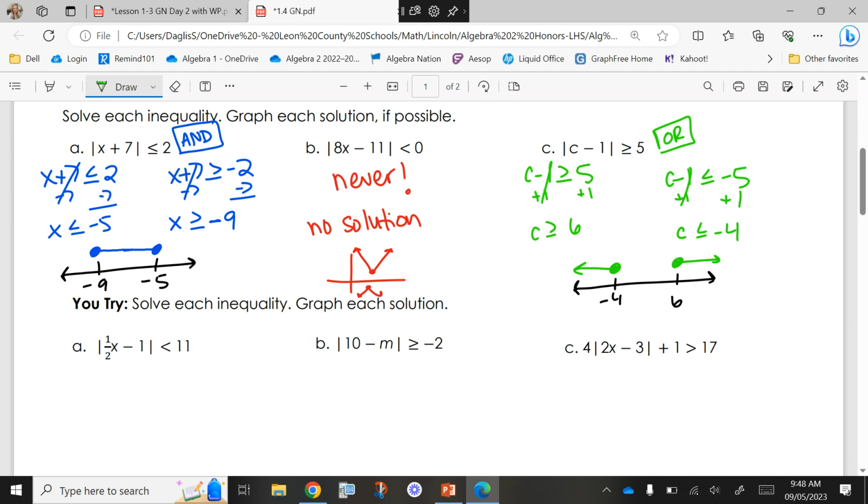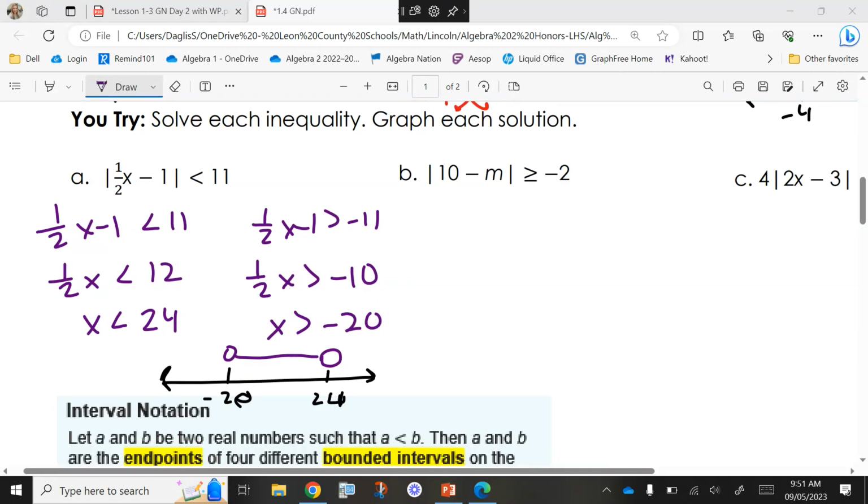All right, you're doing A. Okay, check with me. I have x is greater than negative 20 and x is less than 24. How did we do? Yes, less than. Was it an and? Does my theory stay with it? Yeah, good job.